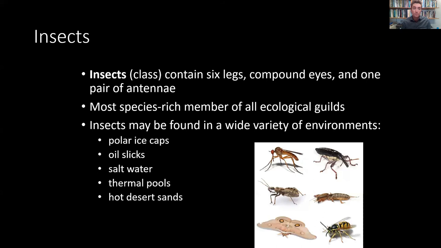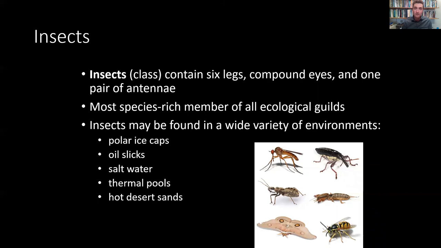And next we have insects. These are very common to most people. They contain six legs, compound eyes, and one pair of antennae. This is the most species-rich member of all ecological guilds, and insects may be found in a wide variety of environments, including polar ice caps, oil slicks, salt water, thermal pools, hot desert sands. There's virtually no place on earth where you cannot find insects.